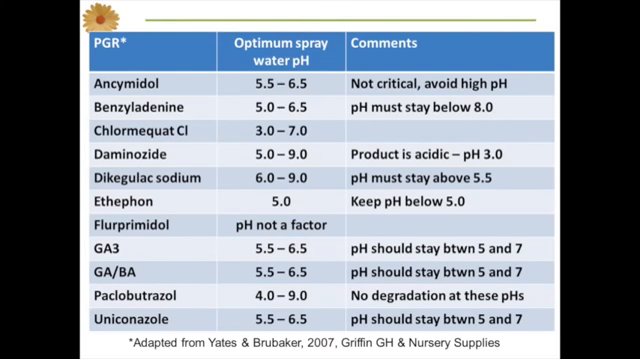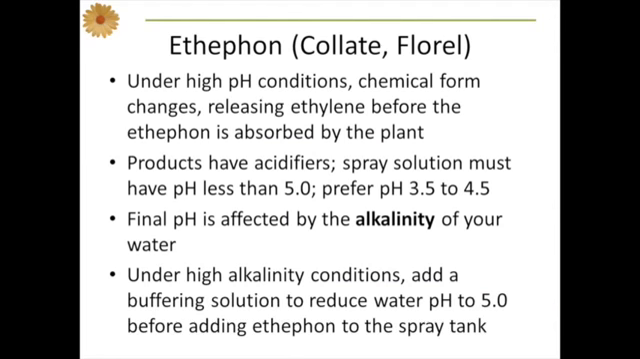that will keep it in the range they want it to be applied in, as long as your water is within that normal irrigation range. You really should only have a problem if your water is out of that range. If it's very high alkalinity or very low alkalinity, you can get out of this range. And we talked about Ethephon in particular, that under high pH conditions, the chemical form changes and it releases that ethylene. It will release it either in the spray tank or as it's being sprayed, and it doesn't get absorbed by the plant. What we really want is the Ethephon itself to be absorbed by the plant and then the ethylene released inside the plant.